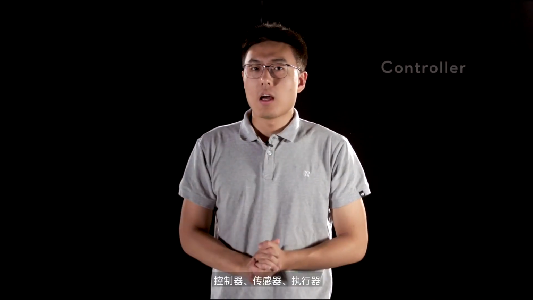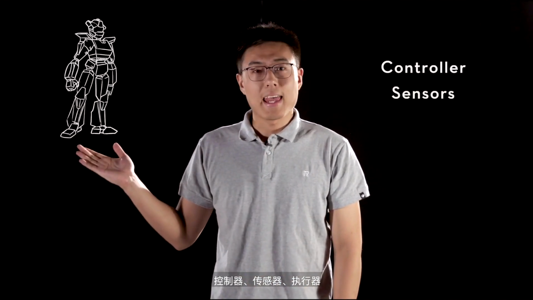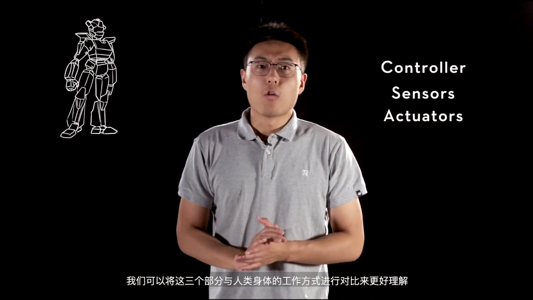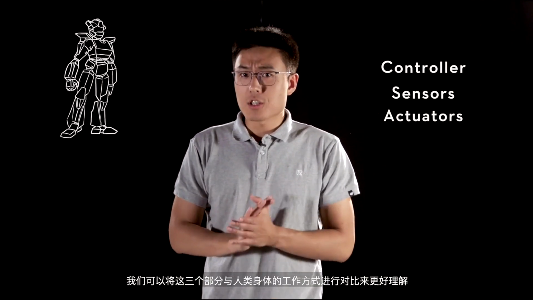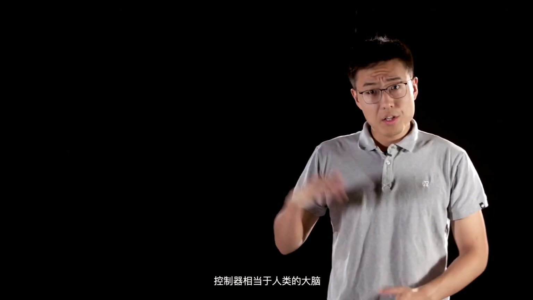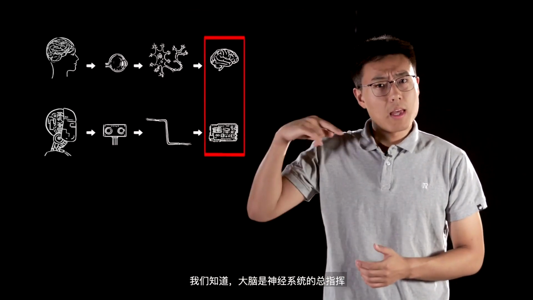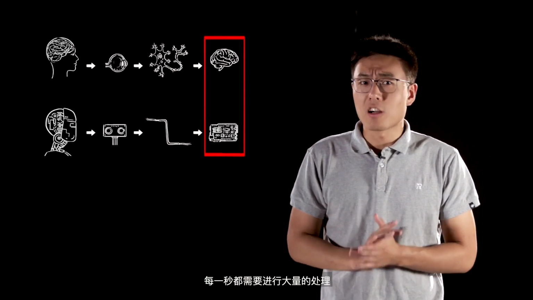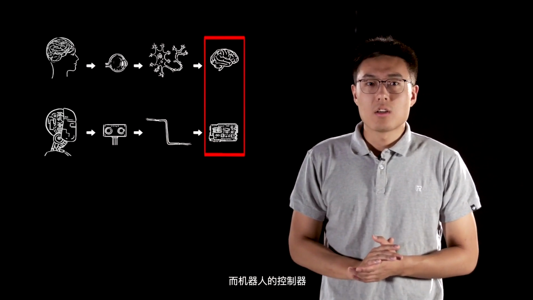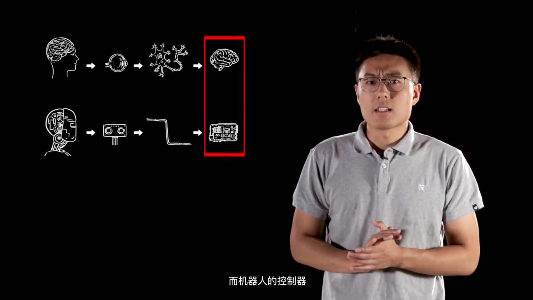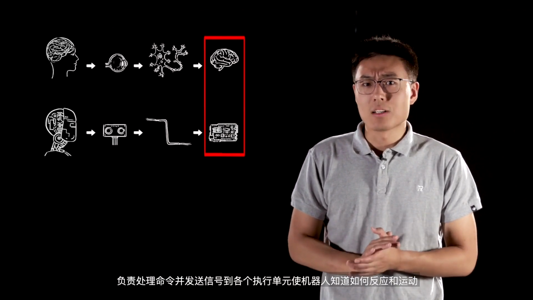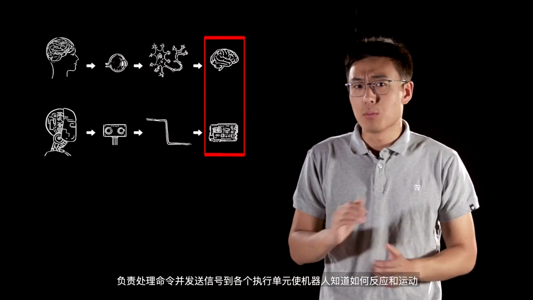So what do robots have in common? In fact, each robot consists of 3 parts: a controller, sensors, and actuators. For better understanding, we can compare the structure of robot to a human body. The controller is like the brain of human. We all know that the brain is the center of the nervous system, and a vast number of processes are undergoing at every second. Similarly, the controller on robot processes the instruction and sends the signal to instruct the robot how to react and move.